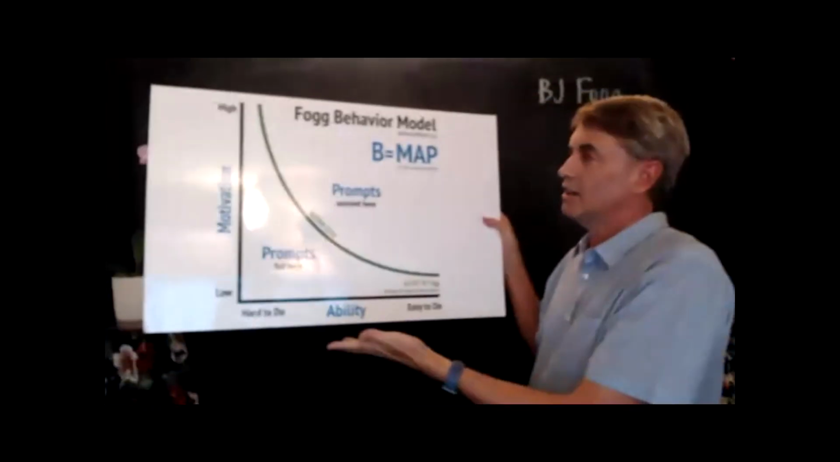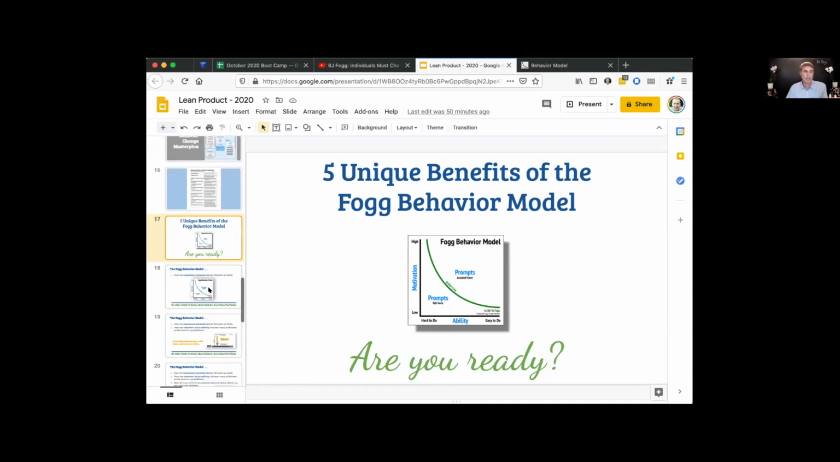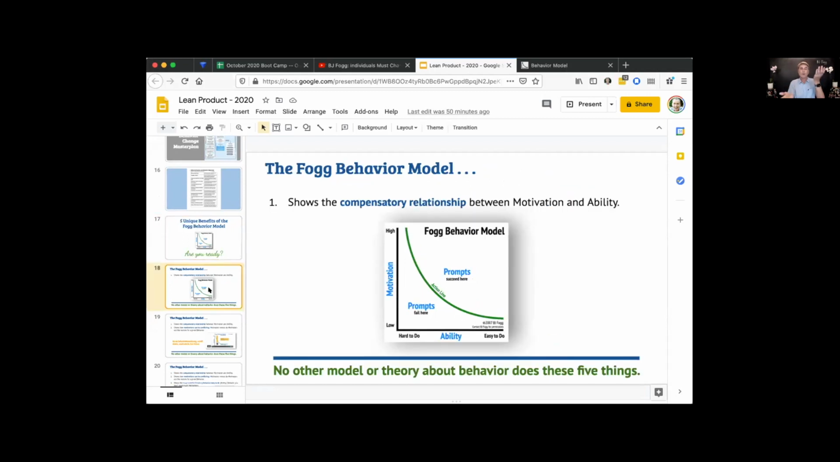And this model, there are just so many fun ways you can use it. Let me go quickly through what's unique about this model. The pieces came together for me in 2007. It didn't all come at once, but little by little, and it was like, there it is. There are 5 things that this model does that no other model does. I'll go fast. It shows that motivation and ability have a relationship, and the technical term is compensatory. And that's what the action line shows.